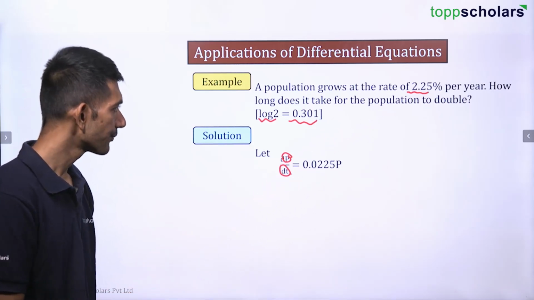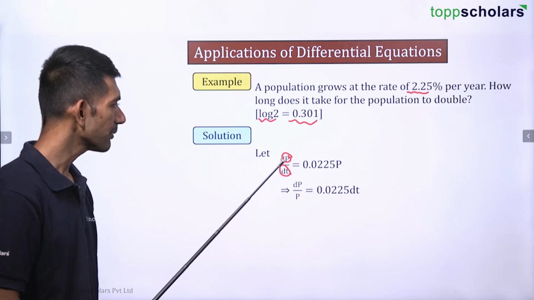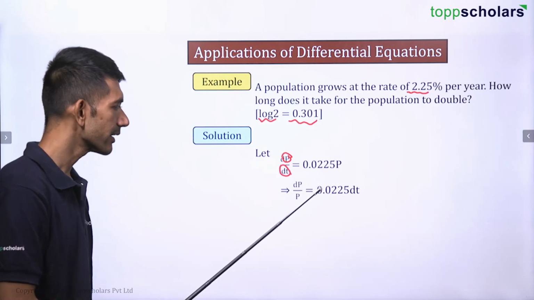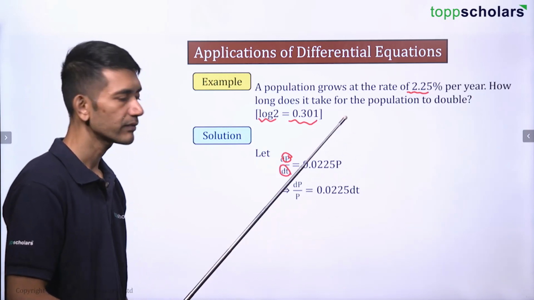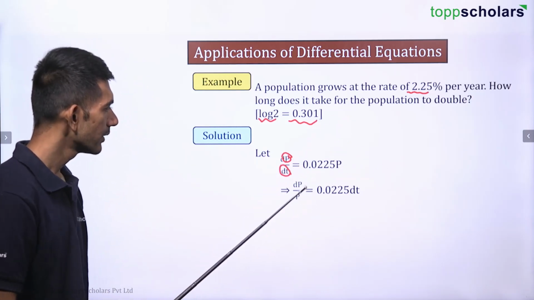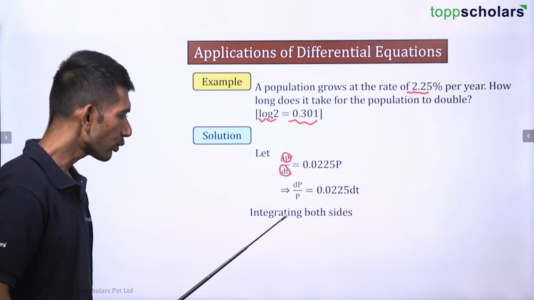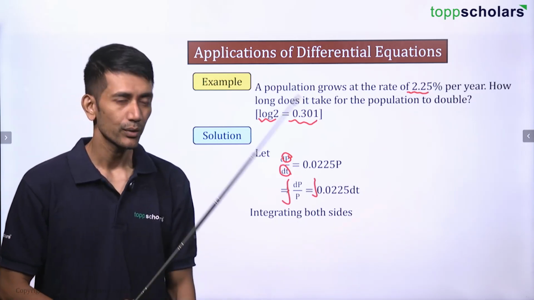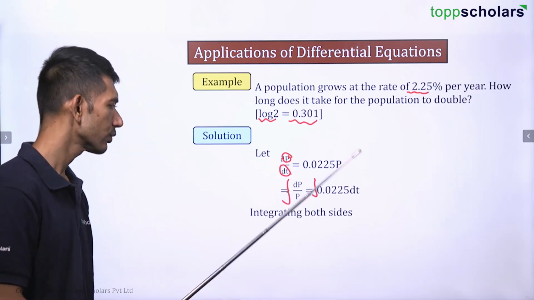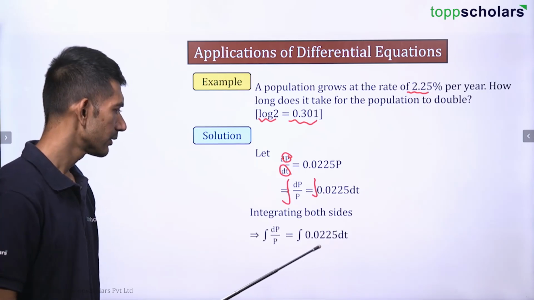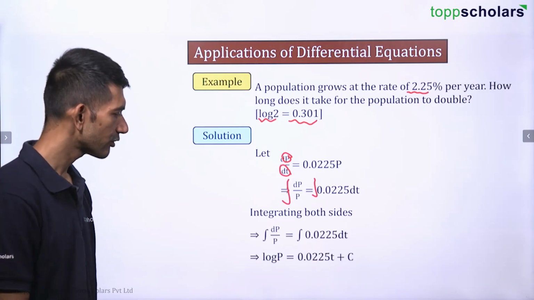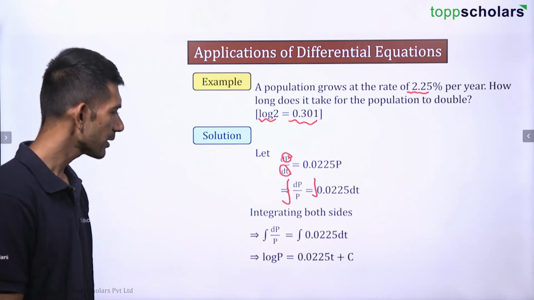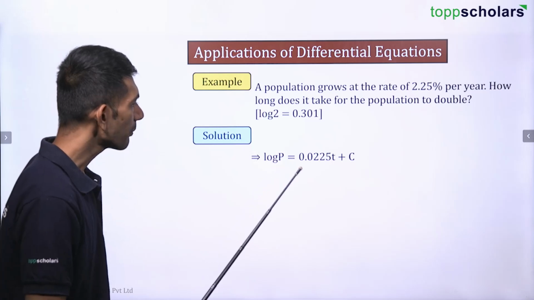0.0225 p, right? So can I say dp by p is nothing but, if I take p down and dt there, 0.0225 dt, isn't it? Then if I integrate on both sides, I get the integration of 1 by p dp is equal to the integration of 0.0225 dt, right? So this becomes log p, and this becomes 0.0225 t plus c, because it is with respect to t, right? Now log p is this.